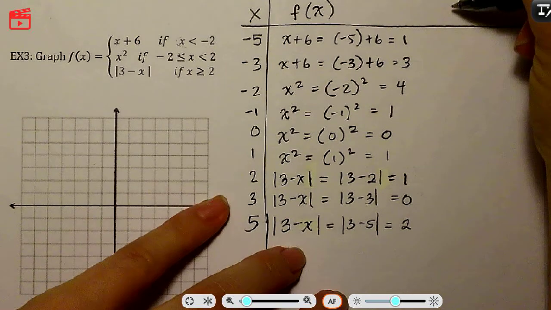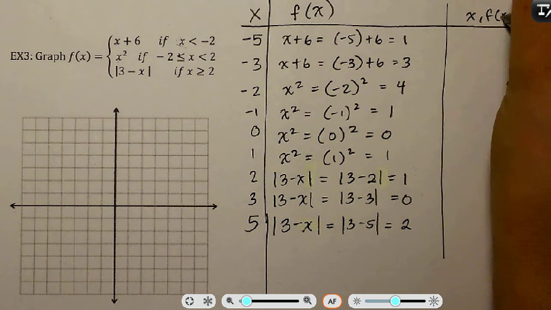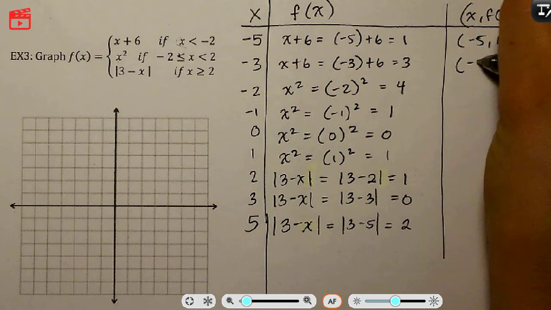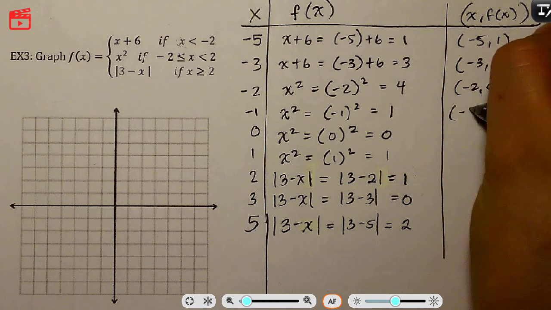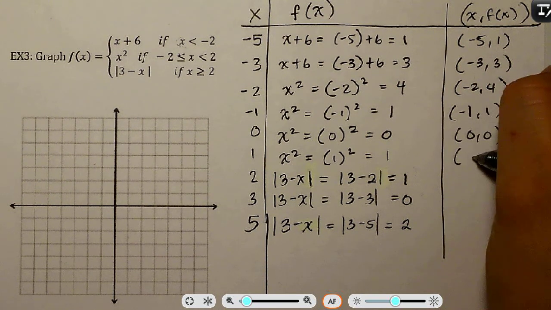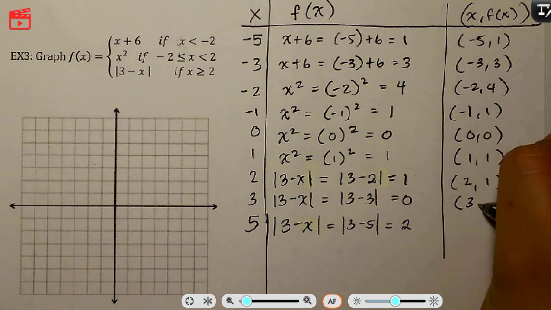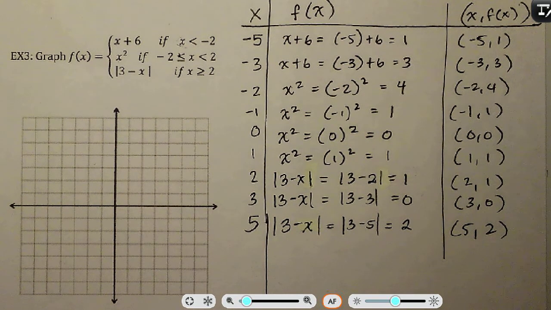And we can go ahead and create our points, x and f of x. So I have -5, 1, -3, 3, -2, 4, -1, 1, 0, 0, 1, 1, 2, 1, 3, 0, and 5 and 2. And remember, while we plot these points, we're going to keep in mind where these points are coming from.